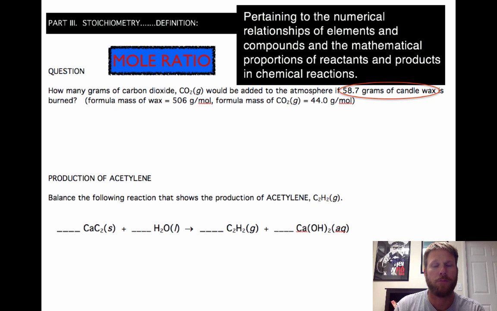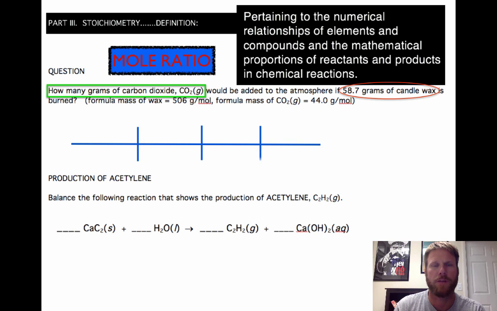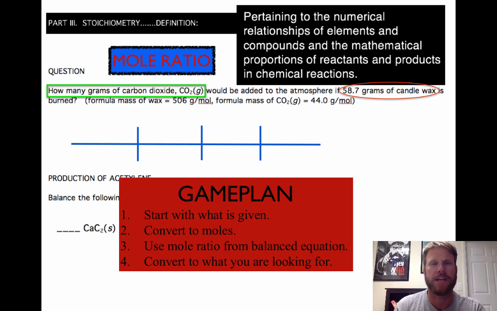If we have 58.7 grams of candle wax, how many grams of carbon dioxide would be added to the atmosphere if it was burned? So this is going to be a calculation when we set up a dimensional analysis. And for a stoichiometry problem, we always want to follow a specific game plan. If you follow these steps, you will win every stoichiometry problem that you do. If you do not follow these steps, then you will lose and become very frustrated.